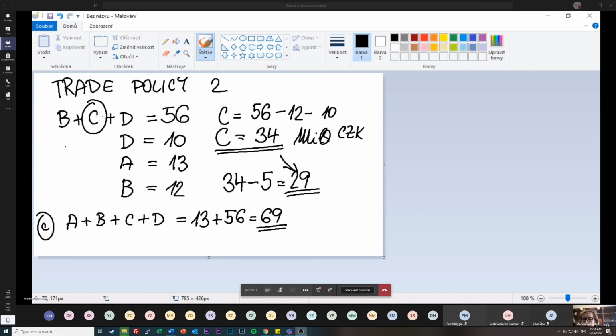It's possible sometimes that it's necessary to pay for the import license. This is 34 minus 5 in my case here. So you must deduct it from what they have as foreigners.